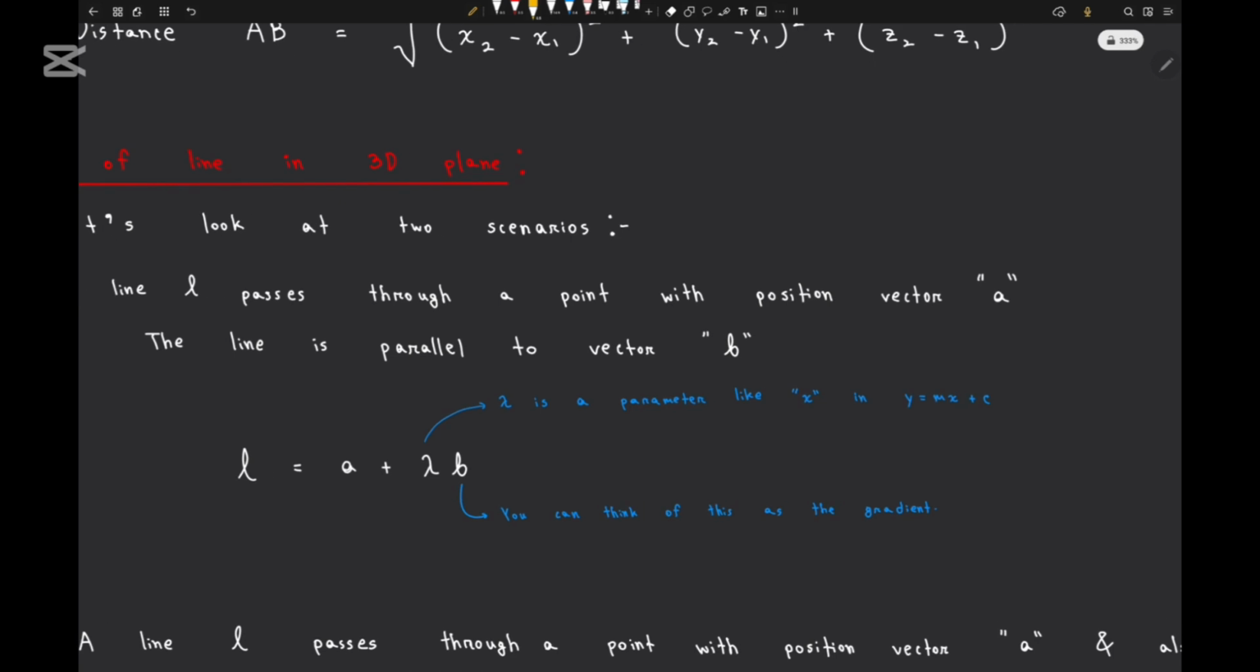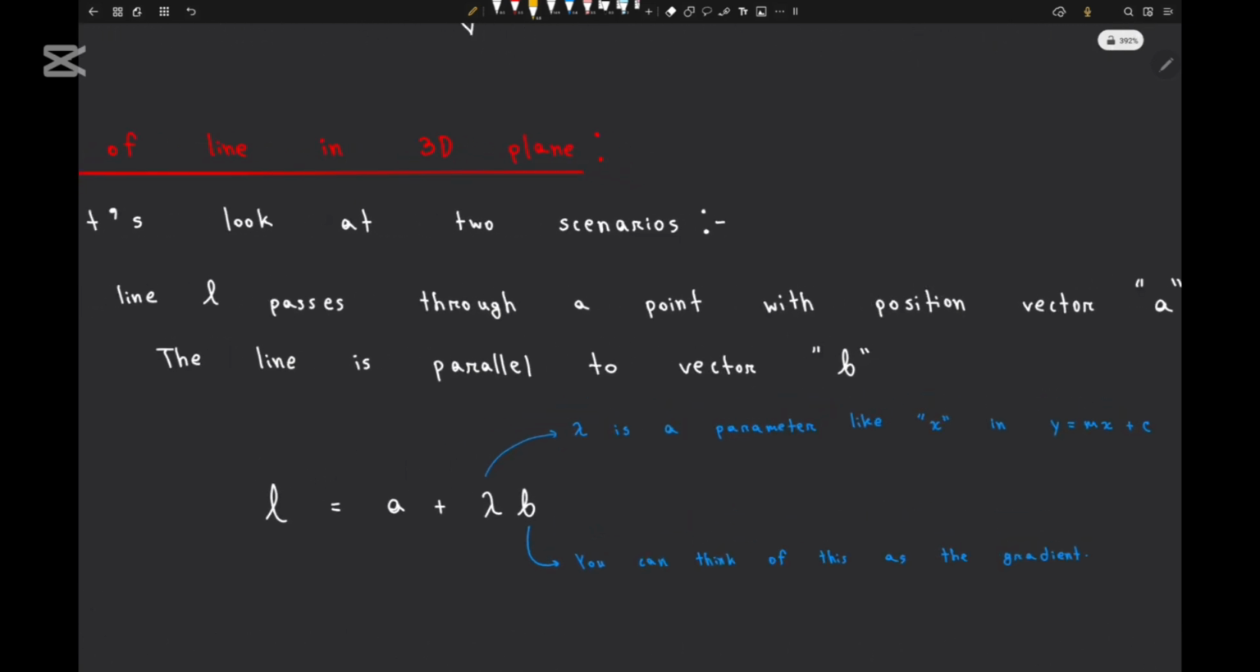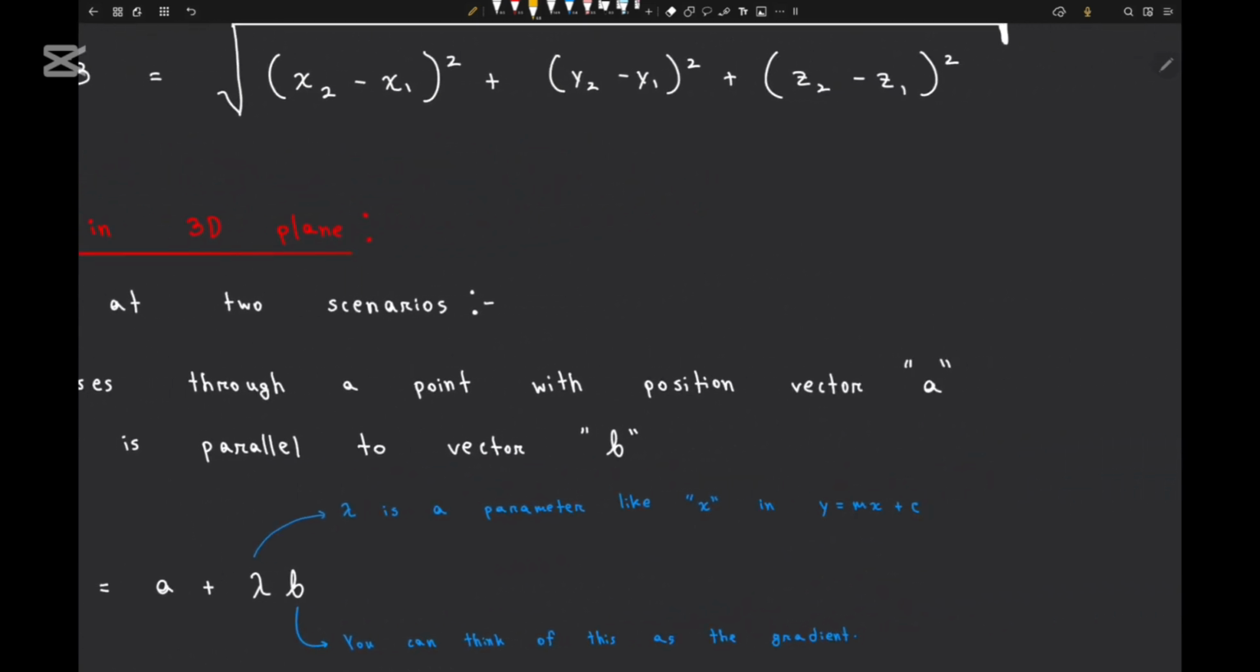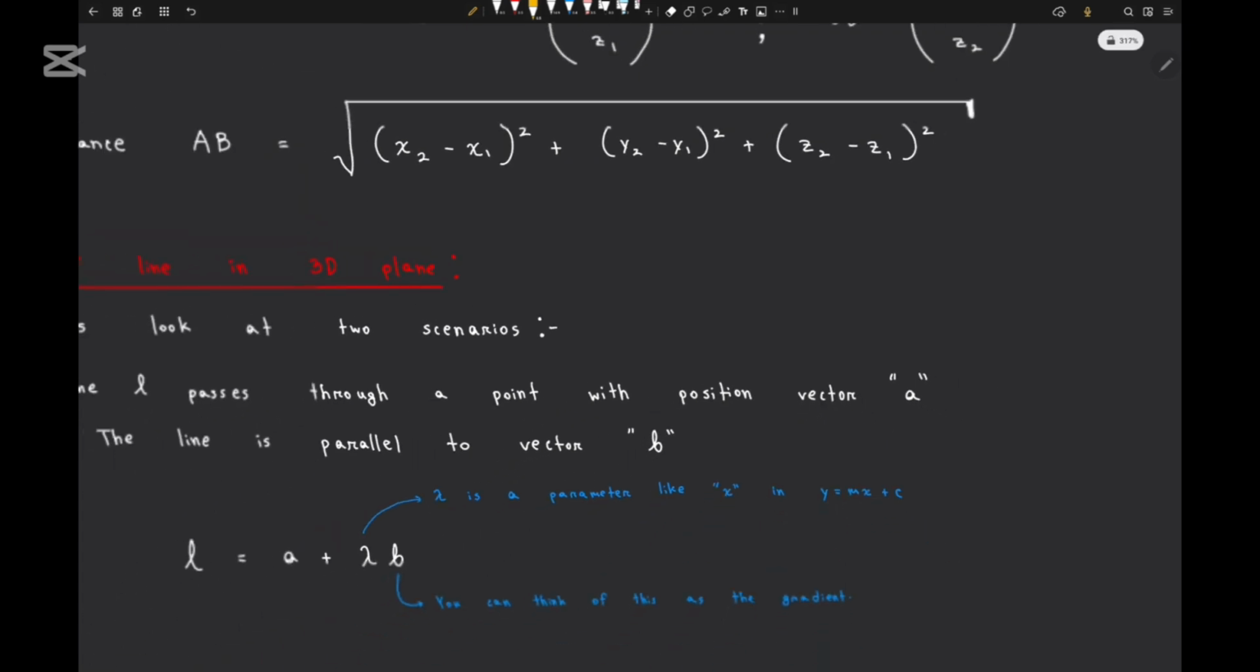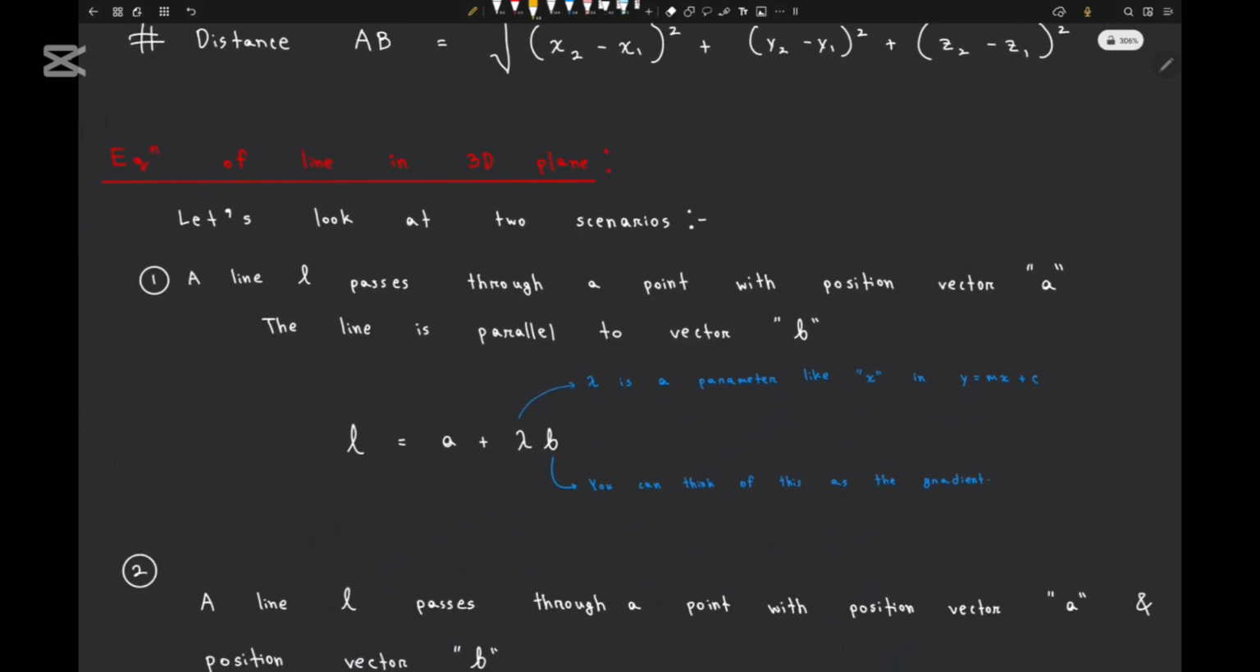Now if we want to find out the equation of a line in a 3D plane, it's not that easy. It's not easy like finding the equation of a line in a 2D plane. To find out the equation of a line in a 2D plane, you just simply follow this rule, which is y equal mx plus c. But for an equation in a 3D plane, it's very complex. So let's look at two scenarios.